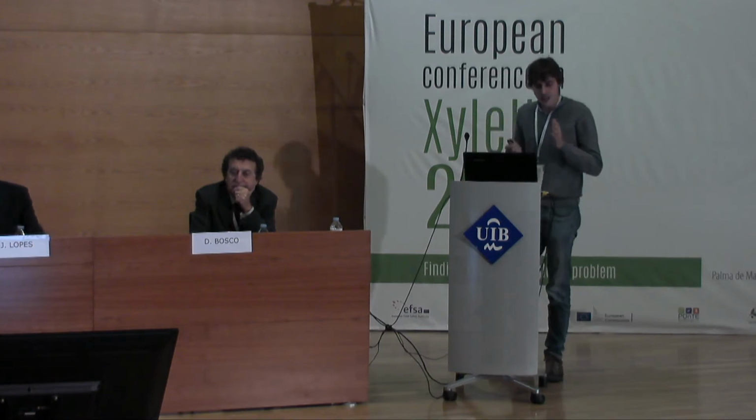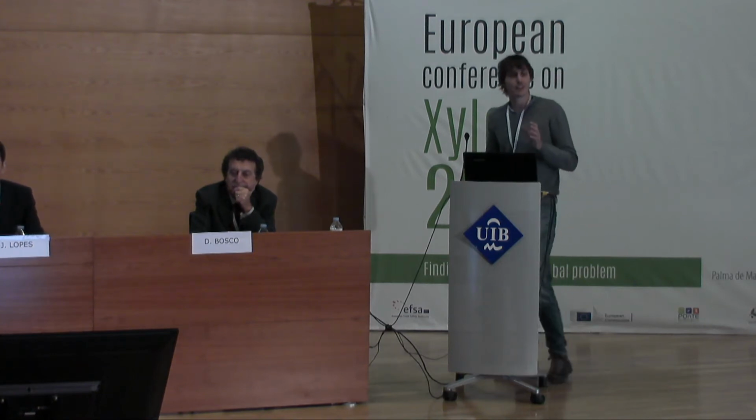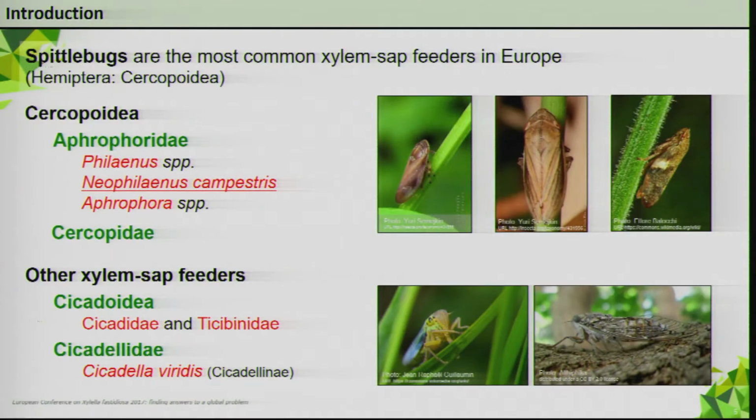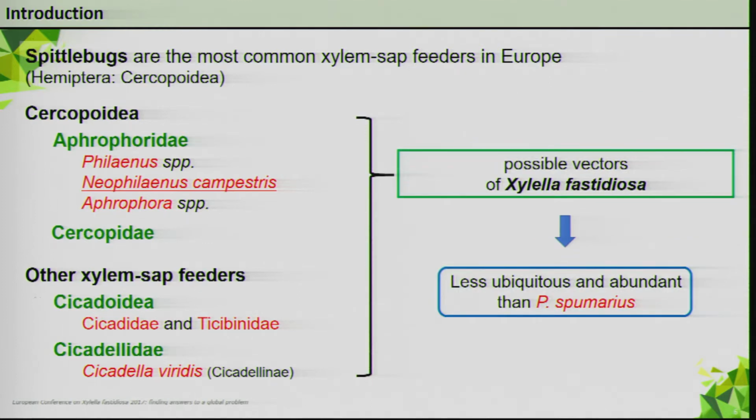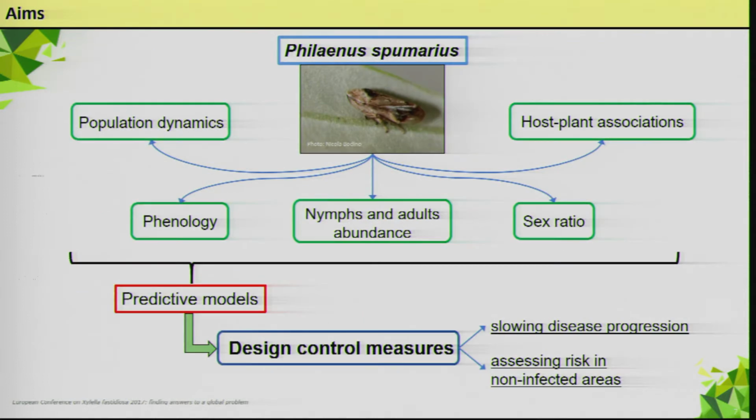There are several other species of xylem sap-feeders in Europe, of the superfamily Cercopoidea or other superfamilies, but they are all theoretically possible vectors of Xylella fastidiosa, but are usually far less ubiquitous and abundant than Philaenus spumarius.